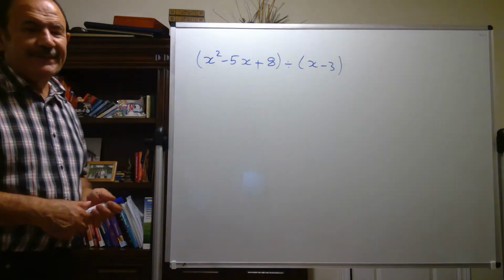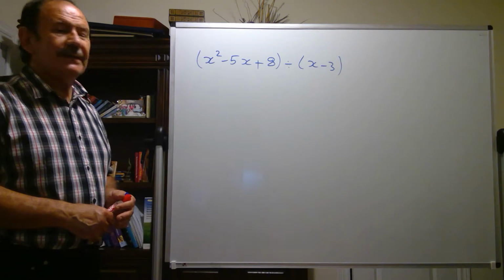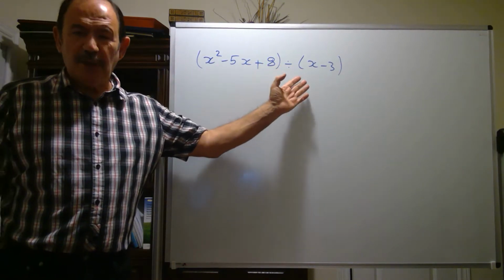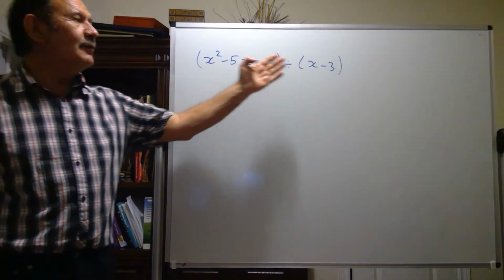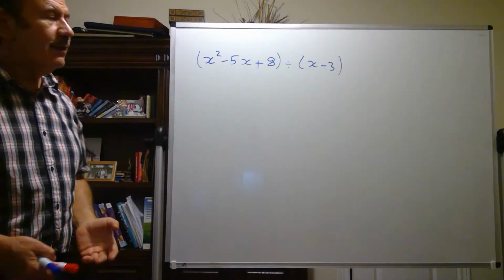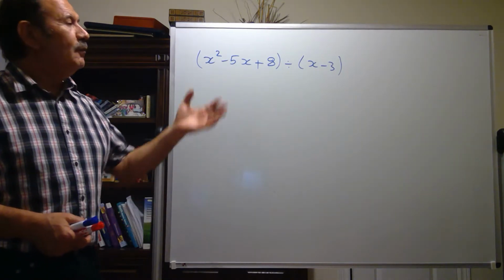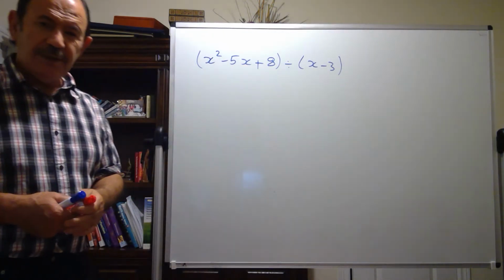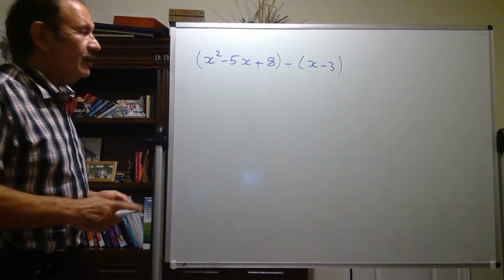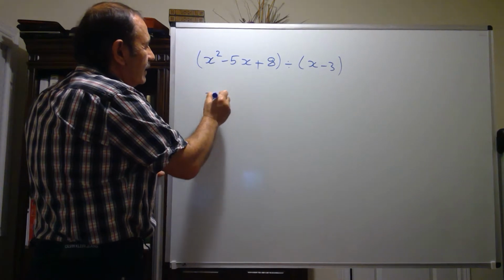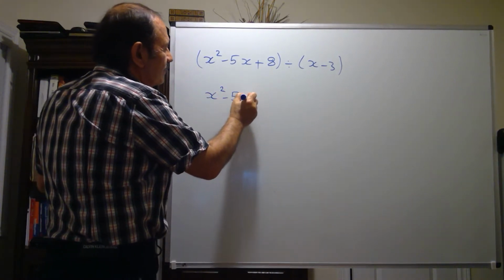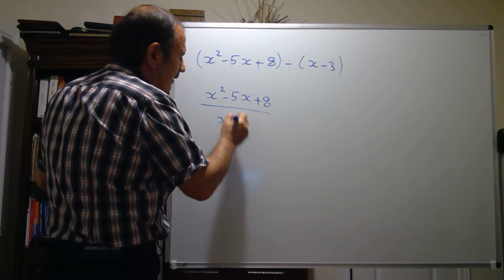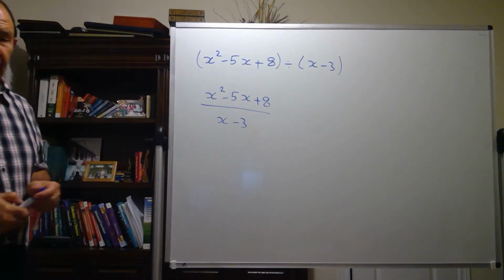Hello everybody. In this video I'm going to teach you how we can divide polynomial by polynomial. In this case it's trinomial by binomial, but in general how we can divide polynomial by polynomial. This is one way of writing. If you saw the previous video, we can write in this format too: x squared minus 5x plus 8 divided by x minus 3. This is the other way of showing this one.